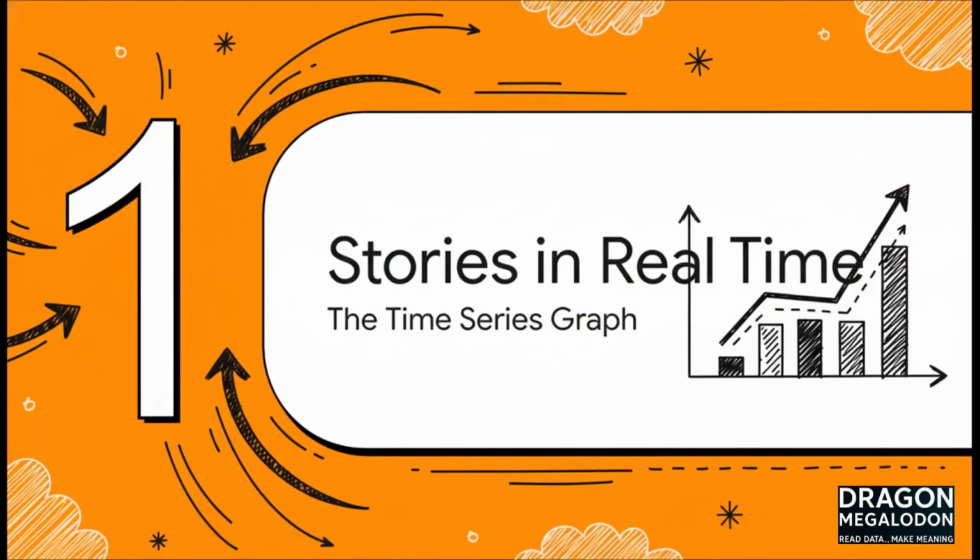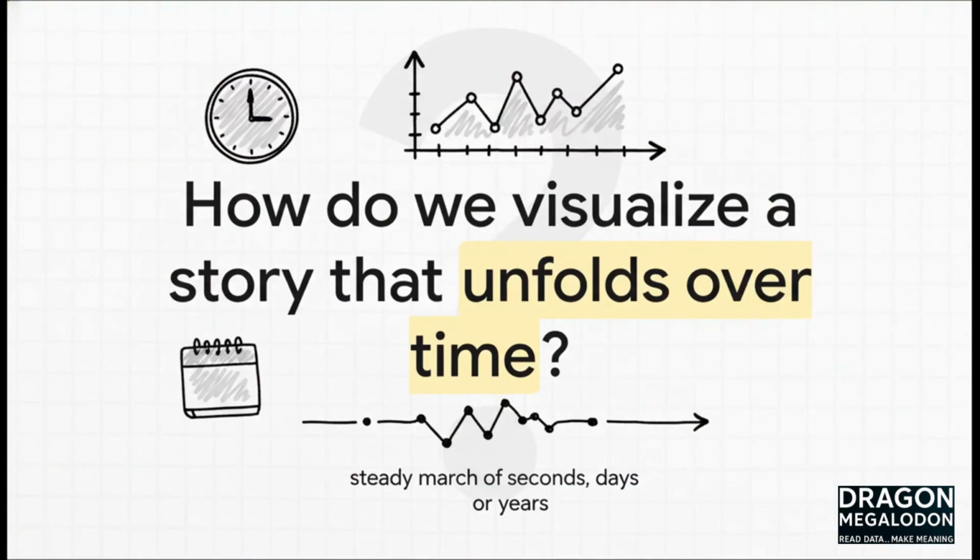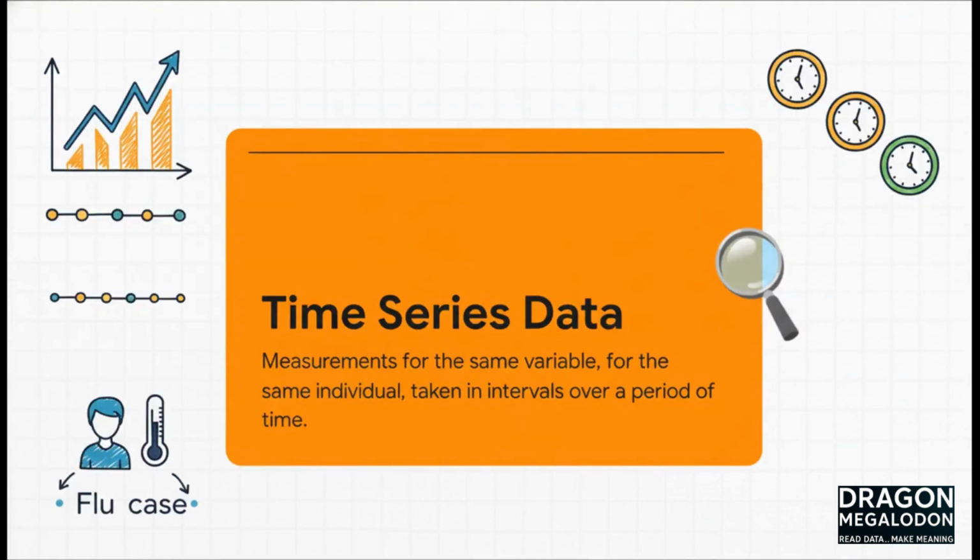You can think of this one as the storyteller's stopwatch. It is the perfect tool for when you need to watch a story unfold, track how things change, and spot those critical patterns as they're happening. So, how exactly does this thing work? Well, the secret is right there in the name: time. The whole idea is built on plotting some kind of data against the steady march of seconds, or days, or years.